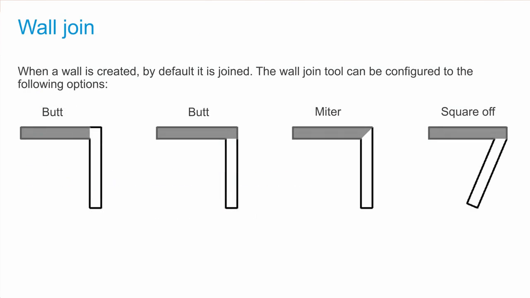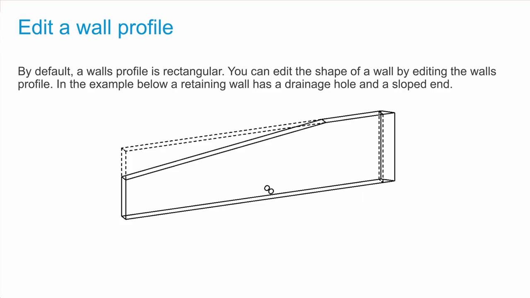When a wall intersects another wall, Revit, by default, will join the walls together. Often you may want to change the way the wall joins. For example, if a wall with unequal thicknesses needs to be joined, the butt joint can control which wall takes priority. If a wall is not at 90 degrees to another wall, it may be more preferable to use the square off option. By default, a wall's profile is rectangular.